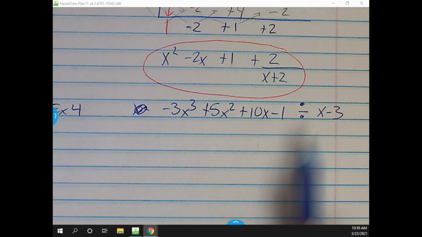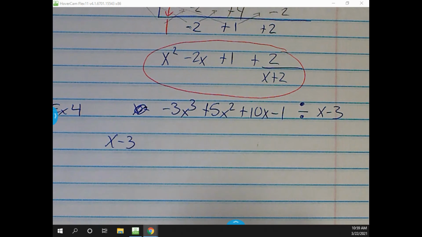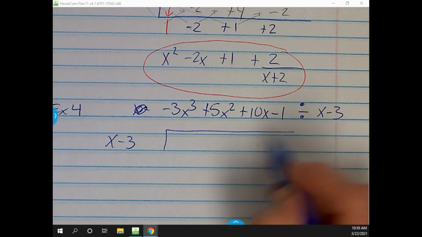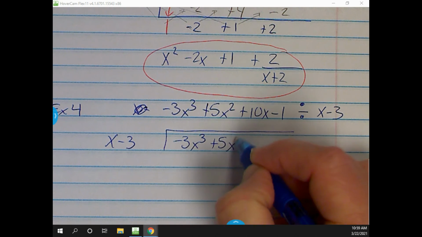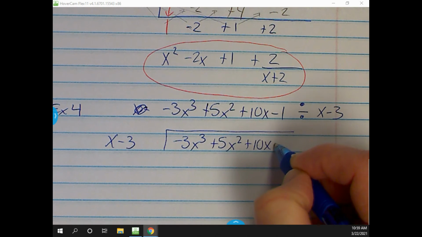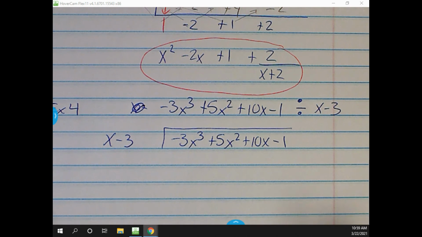So if you set this up, now we're just going to put the x minus 3 over here, and then we'll be dividing it in this way. So no matter which way, and again, sometimes they'll actually make it a fraction where they'll put this part over x minus 3, it doesn't matter what you do. Whatever that number is, it's the smaller part of it. That's basically going to be your divisor when you set these up.